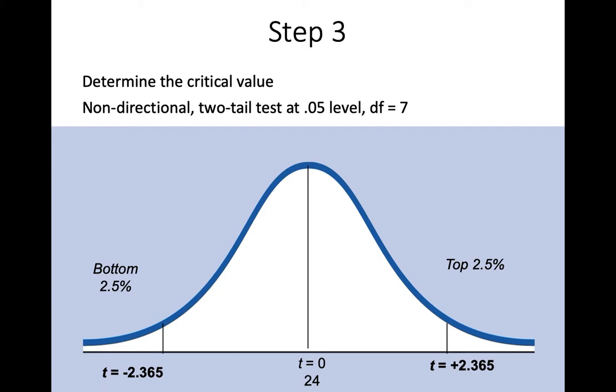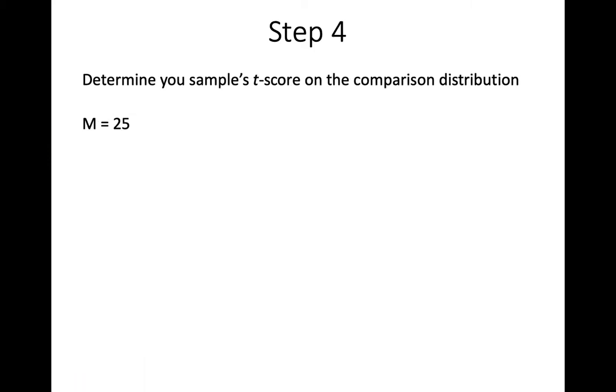All right. So what we're going to do when we calculate our t-statistic is to establish statistical significance, we're going to be looking for a t-value that is either more positive than positive 2.365 or more negative than negative 2.365. In other words, we need a t in order to have a statistically significant result. We need a t that falls in this critical region or that falls in this critical region. So let's see what we get.